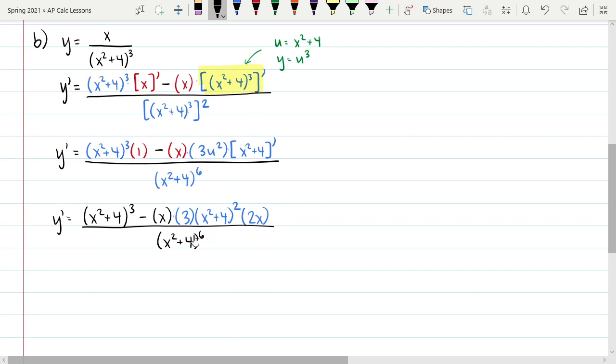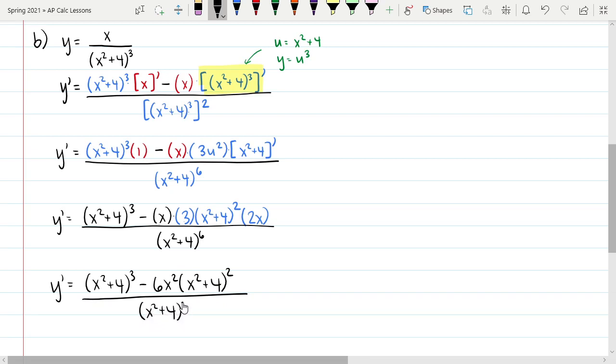All right, this is starting to clean up pretty nicely. So I've got a 2x times a 3 times an x. So x times 3 is 3x, and 3x times the 2x gives me a 6x squared. So now I have y prime equals x squared plus 4 to the third minus 6x squared times x squared plus 4 to the second, all divided by x squared plus 4 to the sixth.